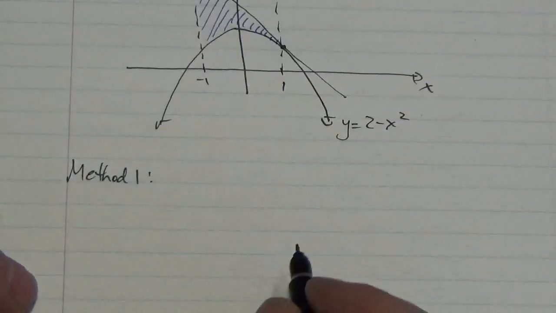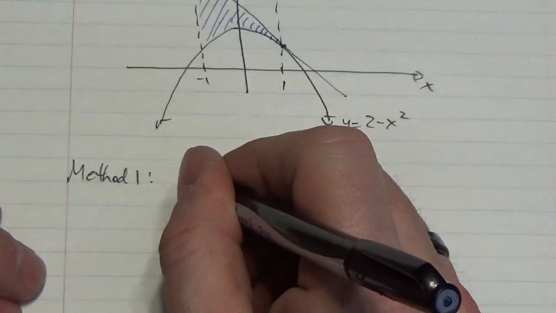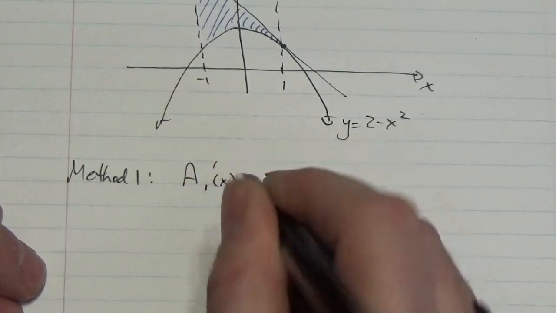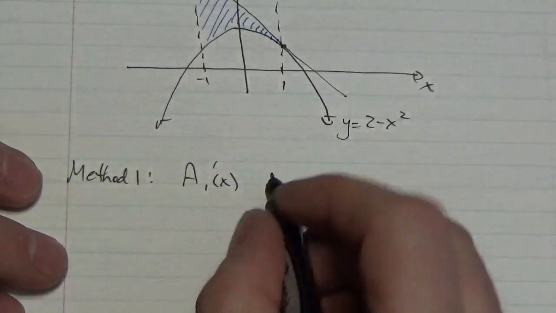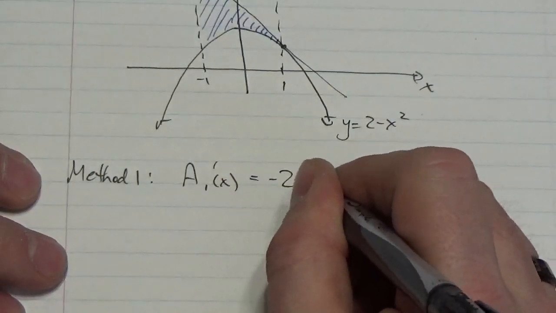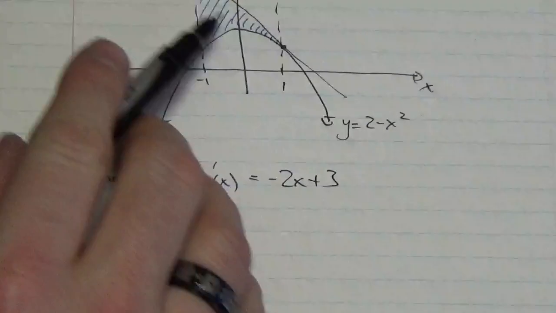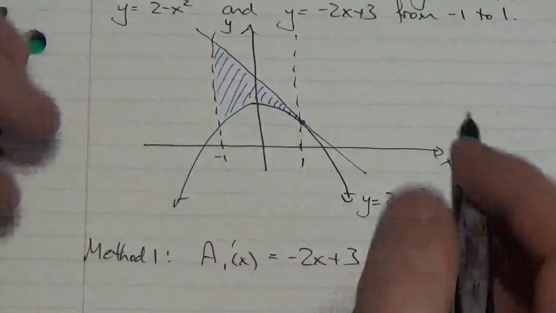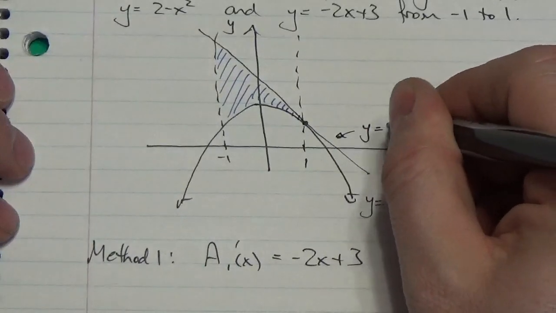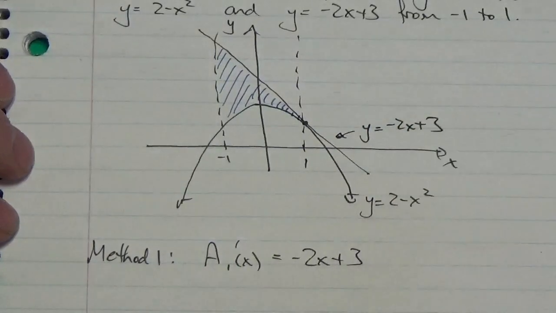So let's take our area function here. We know right now that the derivative of my first area function, or my first function here, is going to be negative 2x plus 3. That's the function that's on top here. Maybe I should just label that here. That's going to be y equals negative 2x plus 3.